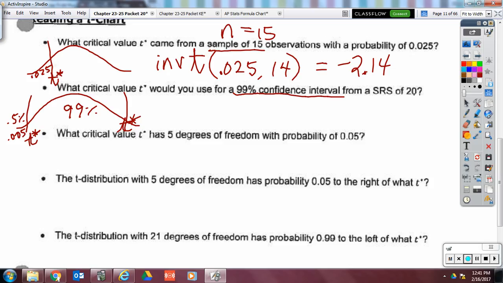Now, as you go through these, keep in mind, do pay attention consciously. Do they give you the sample size, or are they telling you the degrees of freedom? So you need to keep in mind, do I subtract one or do I not? So let me let you guys finish these up, and then we'll check them. So do that.